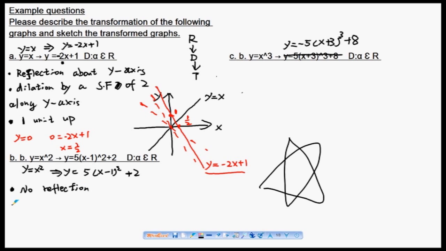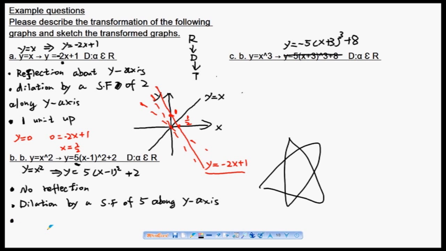For the second step, we look for dilation. We have 5 times bracket x minus 1 bracket squared, so there is a dilation there with the times sign. So dilation by a scale factor of 5 along the y-axis. And that's the only dilation we have.